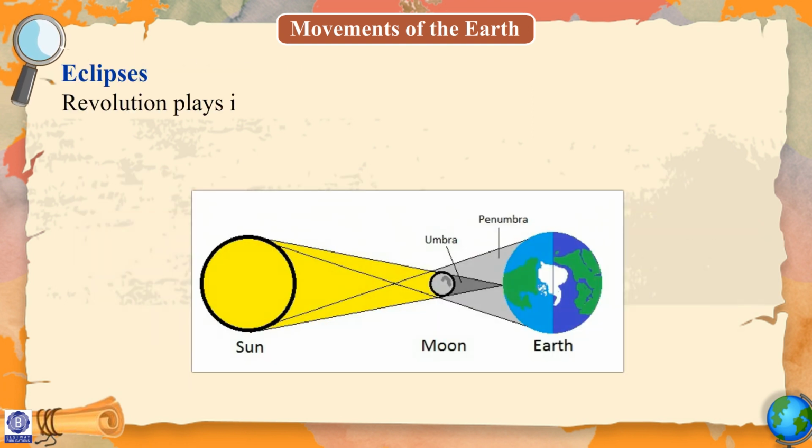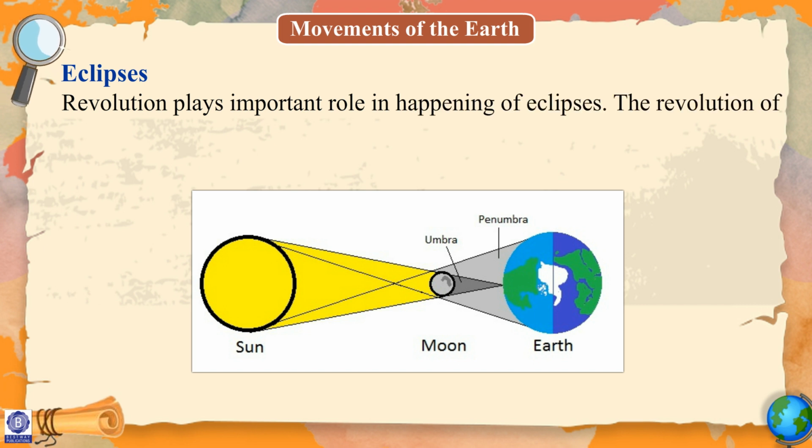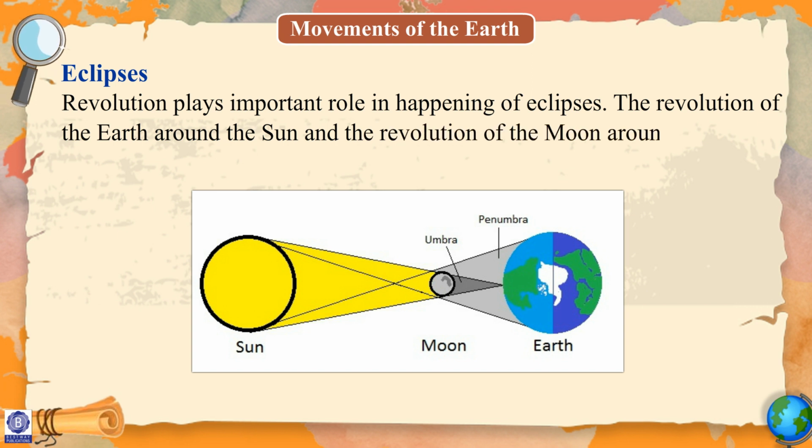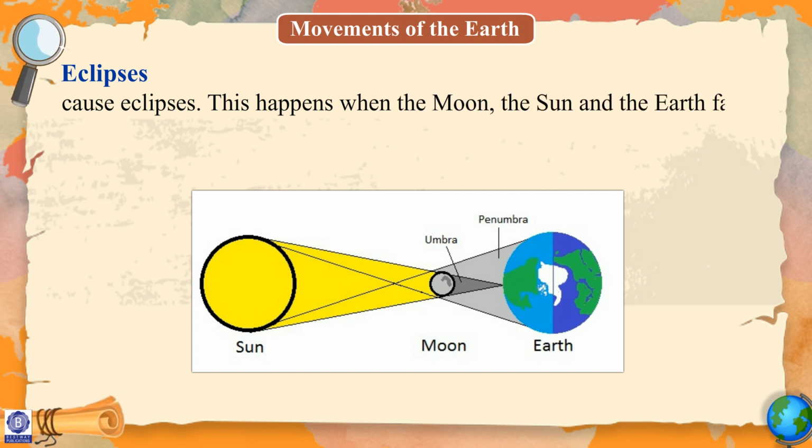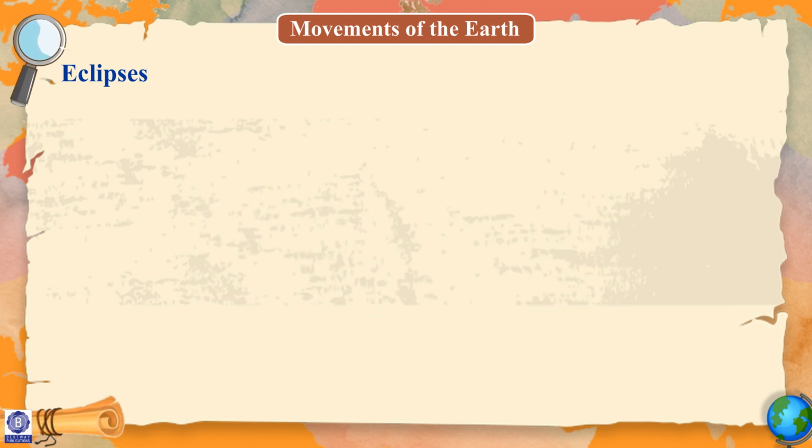Eclipses. Revolution plays an important role in the happening of eclipses. The revolution of the earth around the sun and the revolution of the moon around the earth cause eclipses. This happens when the moon, the sun and the earth fall in the same line.